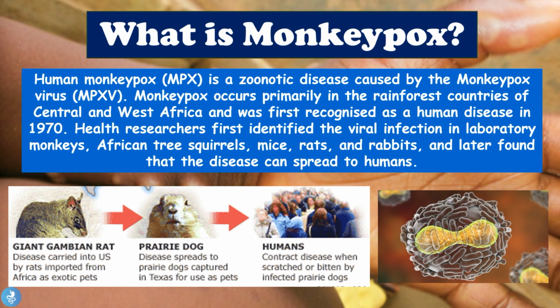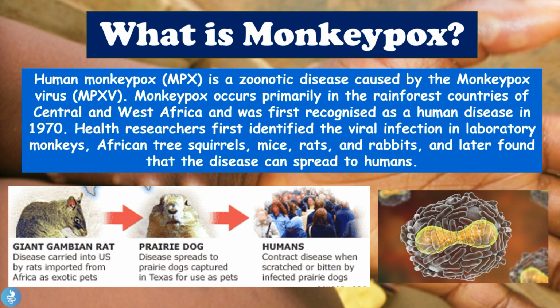So the disease originated in countries of Central and West Africa and then was able to be spread to the rest of the world. So the most common animals involved in the disease are the African tree squirrels, monkeys, hence the name monkeypox, mice, rats, and rabbits. So in this little image down below, it actually shows us an example of this rat, which is called the giant Gambian rat, which is indigenous to Gambia, which is actually a country which is found in West Africa.